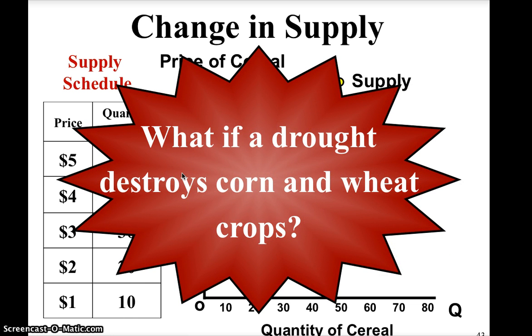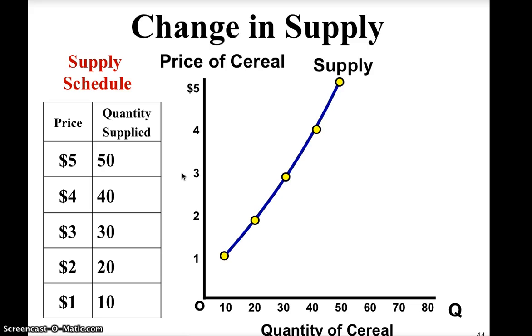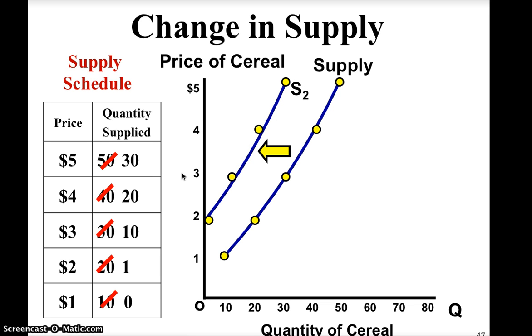So let's take some examples as a way to articulate what causes changes in supply. What if a drought destroys the corn and wheat crops? How will that affect cereal? Well, you know that most cereal is made from corn and wheat. So at all of those prices, there is going to be less quantity supplied because of the drought, and you should see a shift to the left of supply.